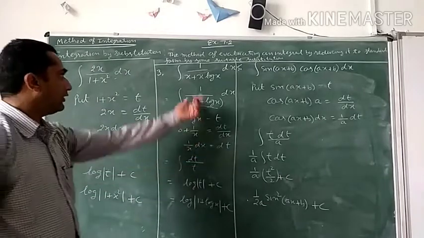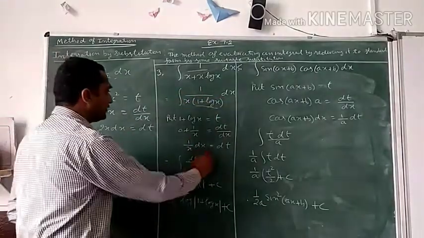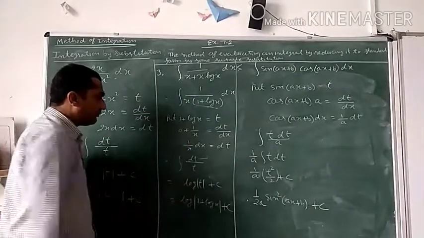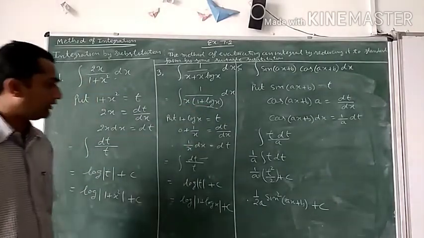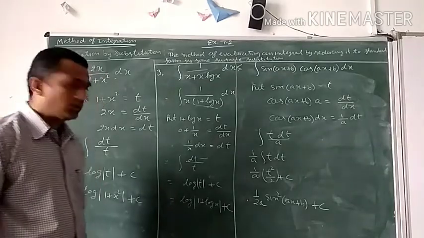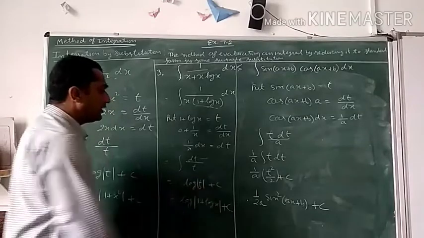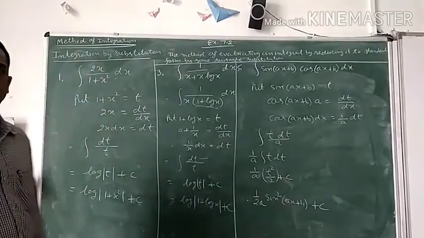Now substituting this value, 1 by x dx is equal to dt, and you know that 1 plus log x is equal to t. You know that the integration of 1 by t dt is equal to log t. So log t plus c. Now substituting the value of t here, this is the answer of question number 3.